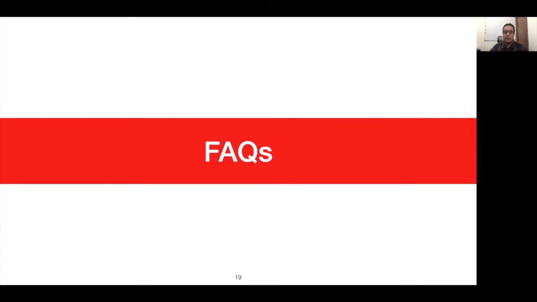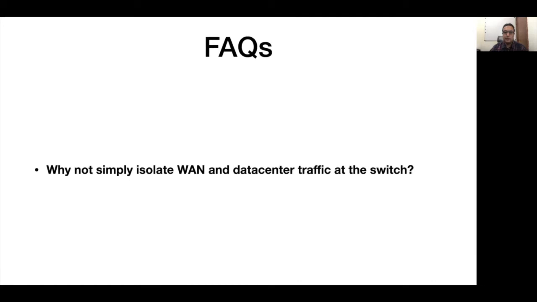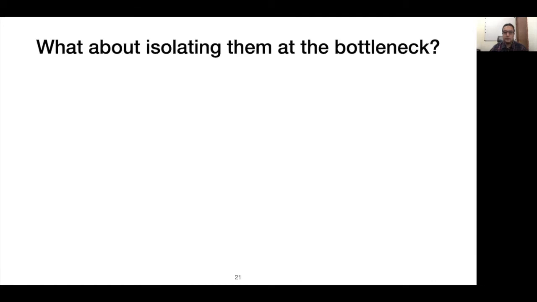Now I'll move to the FAQs. The first question is, why not simply isolate WAN and data center traffic at the switch? To answer this question, we consider the approach of dedicating buffer space to the different types of traffic. Aside from the waste of dedicating an already scarce resource, isolation is not a panacea. While it can help improve the performance of data center traffic, it does not solve the problems faced by WAN traffic, and that is for two reasons.